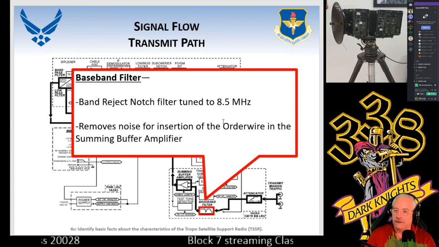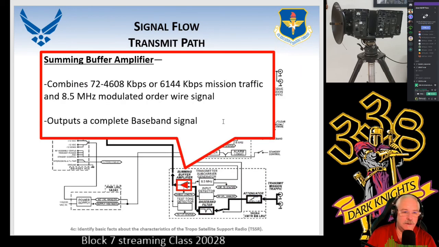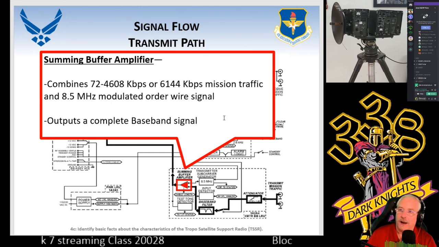Is there a possibility something else could be on there? Of course, there's always something on there, but just like with anything else, we're getting ready to put on an 8.5 megahertz signal at a later time frame. So this is where we clean it up and we send it to the summing buffer amplifier. Now, if you hadn't noticed, we're following the bold lines for our signal path.